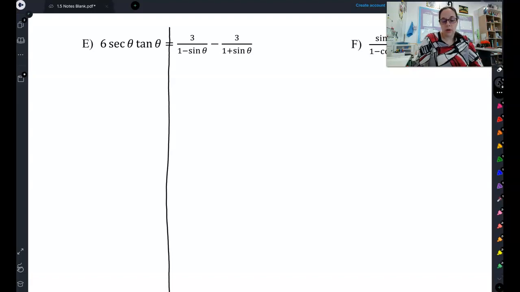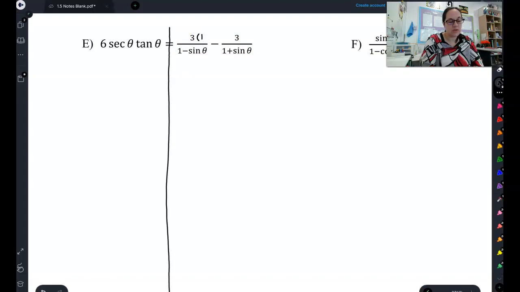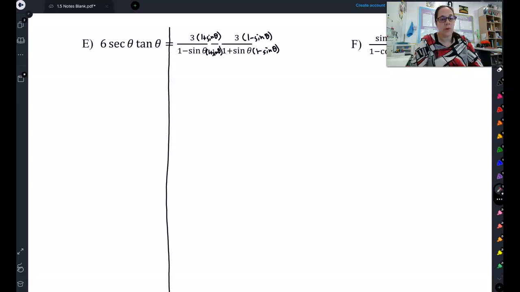Here's your hint. You need to start by getting common denominators so you can bring those two things together. Meaning, times this one by 1 plus sine of theta over 1 plus sine of theta, and times this one by 1 minus sine of theta over 1 minus sine of theta. So now your denominators are common. You can distribute or FOIL those together, and you can distribute the 3 into there, and you can distribute the negative 3 into that one to combine your numerators. So start with that hint, pause the video, try this out on your own, and then come back to check your work.